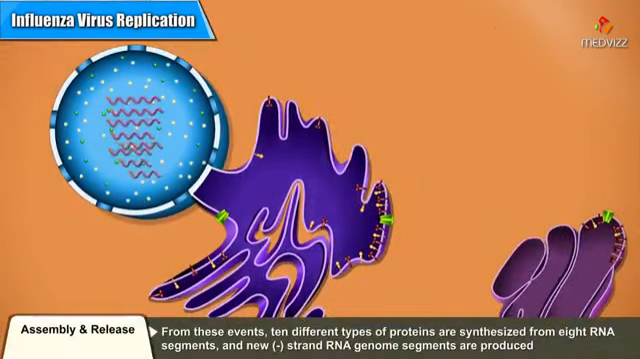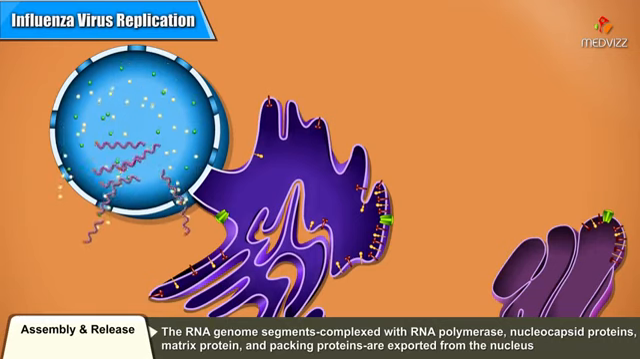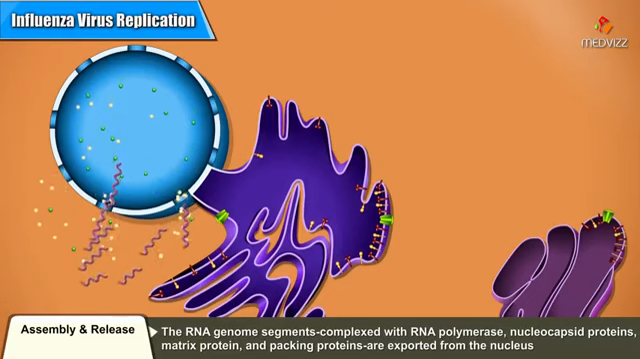From these events, 10 different types of proteins are synthesized from 8 RNA segments, and new minus-strand RNA genome segments are produced. The RNA genome segments, complexed with RNA polymerase, nucleocapsid proteins, matrix protein, and packaging proteins, are exported from the nucleus.